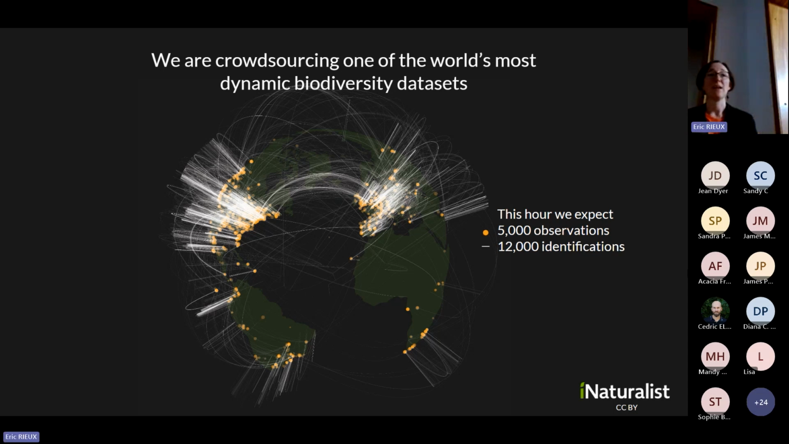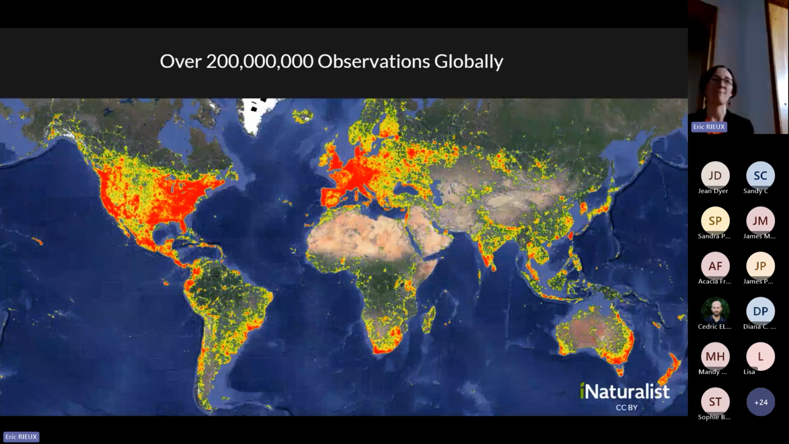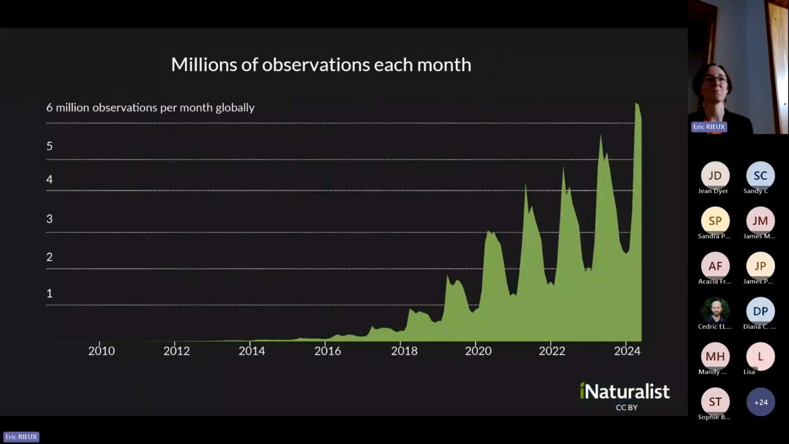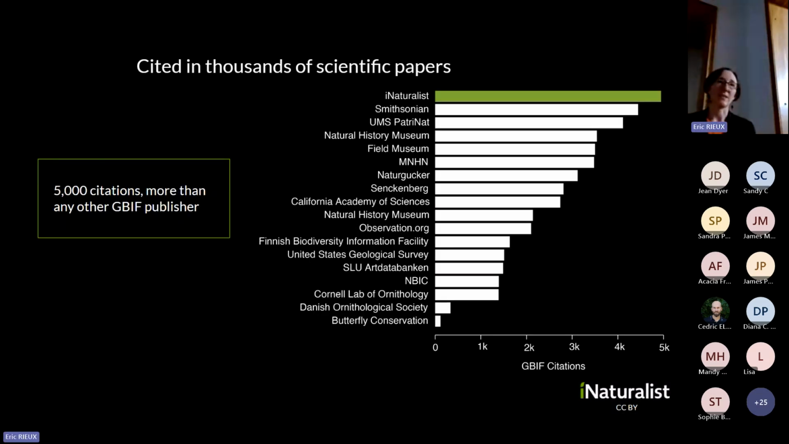Next. And like I mentioned, we've now got over 200 million observations globally. You can see some of our hotspots, and we still have many, many more areas to reach. Next. You can see how iNaturalist has grown over time. This year, we passed more than 6 million observations per month. And you can see that the seasonality of iNaturalist activity tends to follow the warm season in the Northern Hemisphere. Next. We share the shareable subset of research grade data with the Global Biodiversity Information Facility, and iNaturalist data has been cited in well over 5,000 publications now, which we're proud to share is the most of any publisher to GBIF. Next.